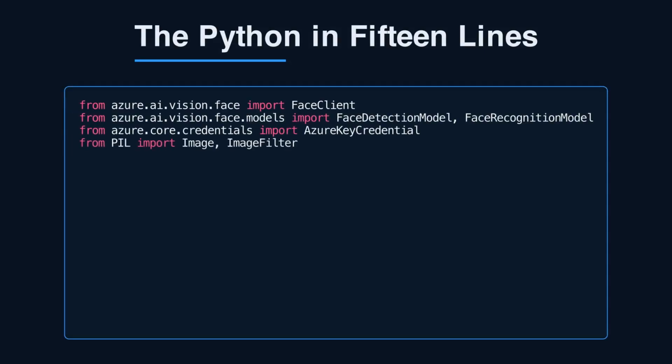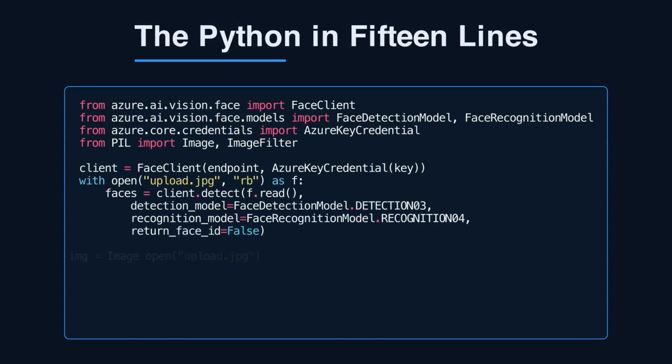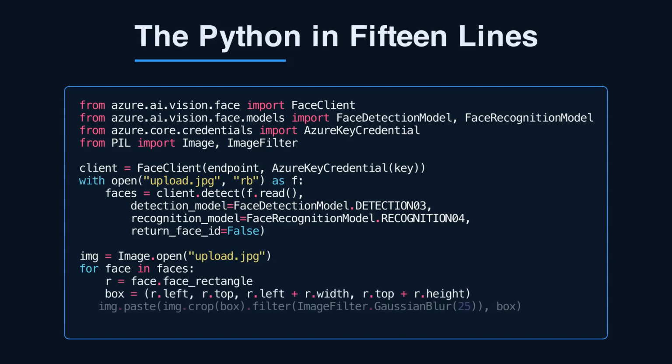Send image bytes to the face client's detect method. Set return face ID to false, so you stay outside the gated path. Loop the rectangles, crop each region, apply a Gaussian blur, paste it back. Save the result. Detection Model 3 finds more faces. Recognition Model 4 pairs with it. No identity data ever leaves your process.